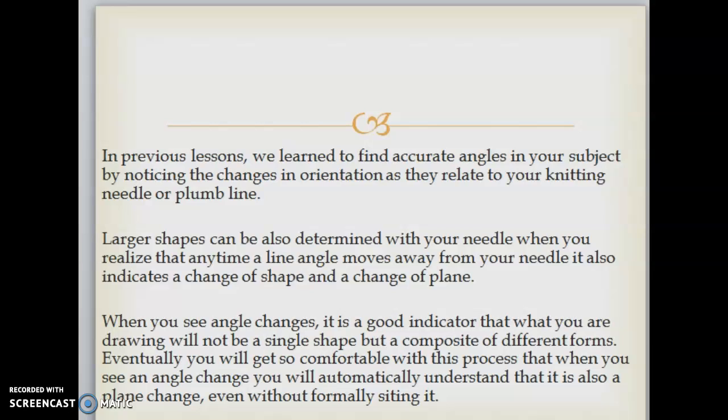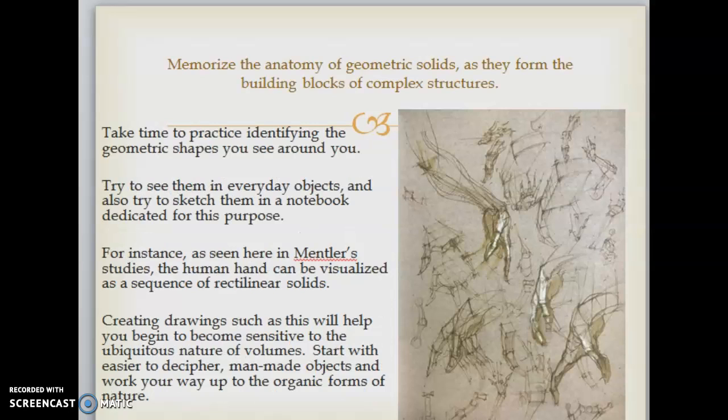Eventually, you'll get so comfortable with this process that when you see an angle change, you'll automatically understand that this is also a plane change, even without formally citing it. Memorize the anatomy of geometric solids as they form the building blocks of complex structures. Take time to practice identifying the geometric shapes you see around you.